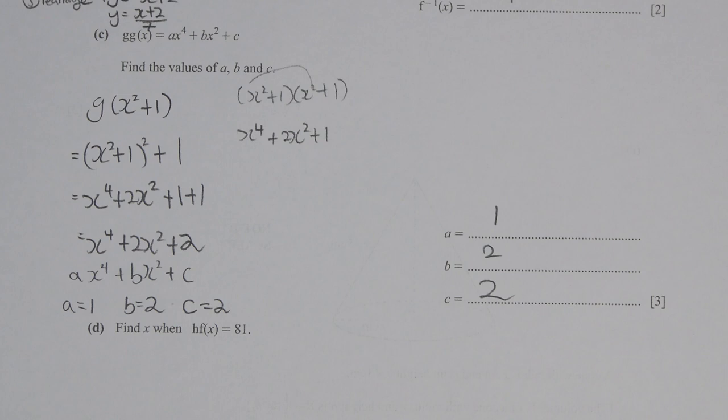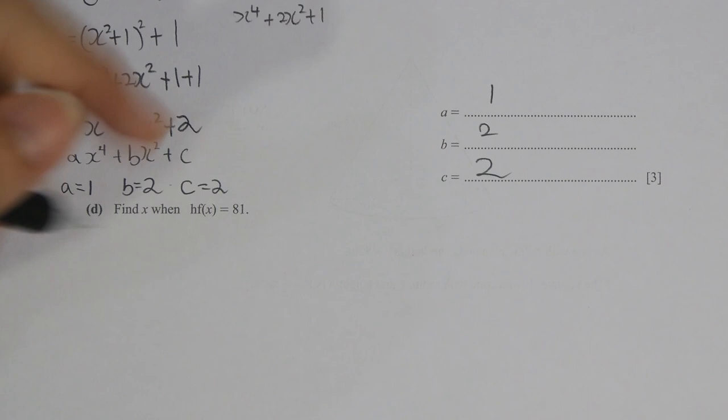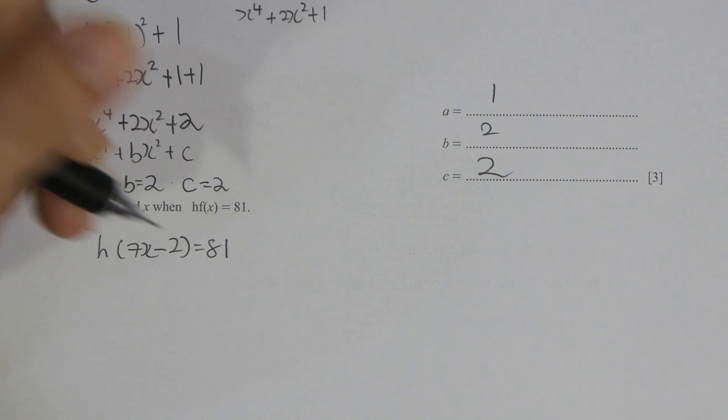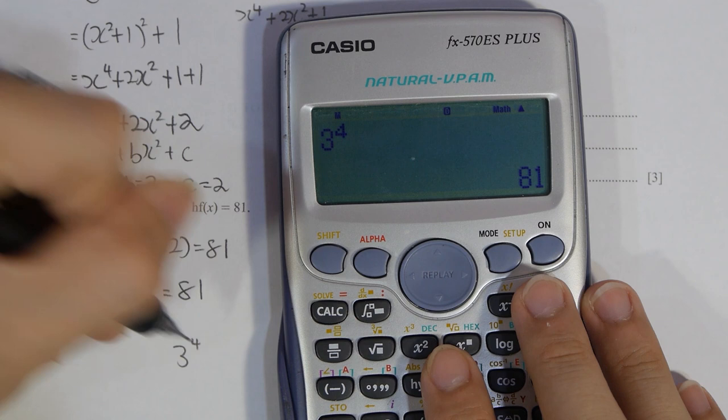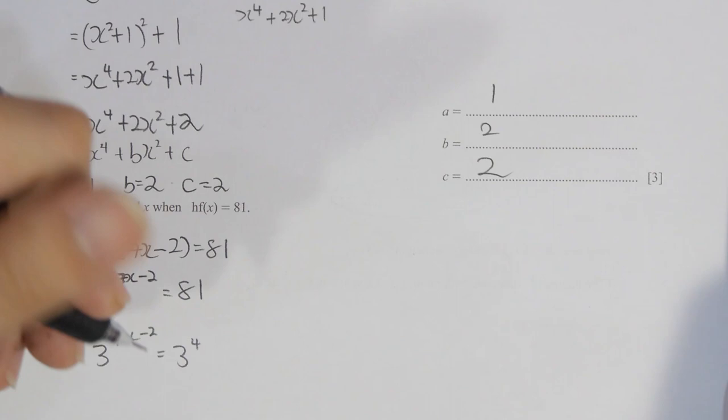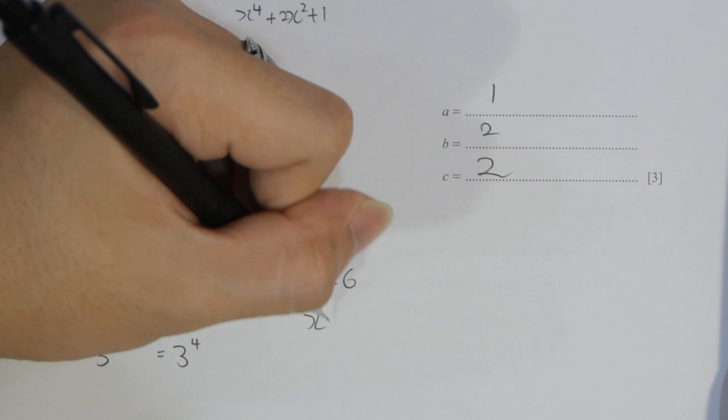Section D, find x when h(f(x)) equals 81. So h, okay, the f(x) value will actually be 7x minus 2, equals 81. So by substituting it into h(x), you will get 3 to the power of (7x minus 2) equals 81. Change the 81 into 3 to the power of 4, then you compare the power only. So we get 7x minus 2 equals 4, x equals 6 over 7.